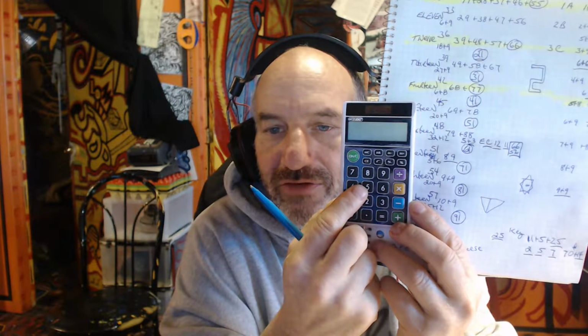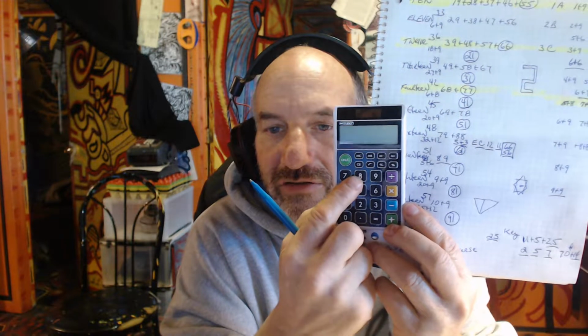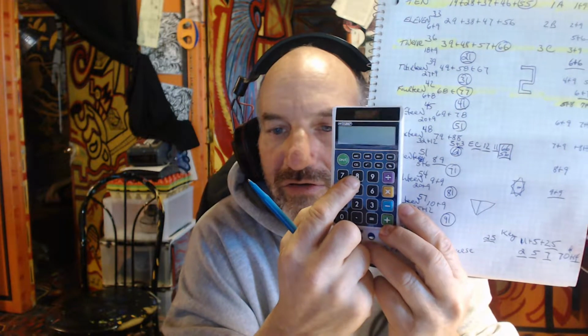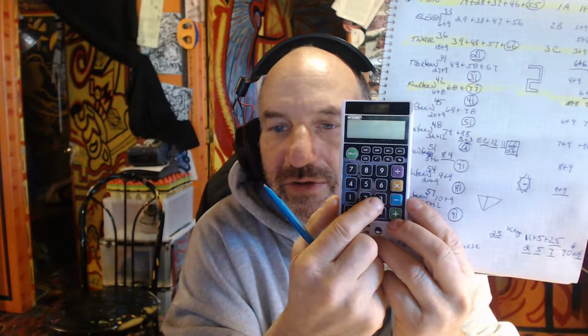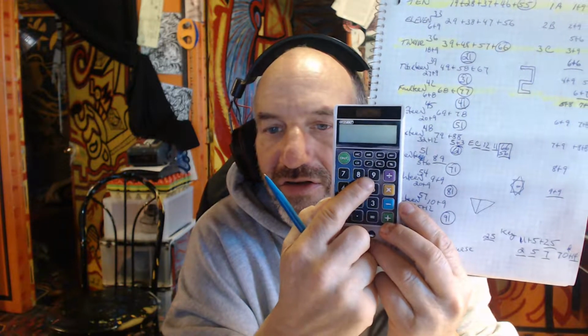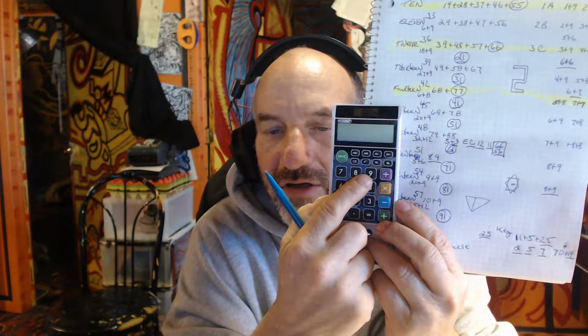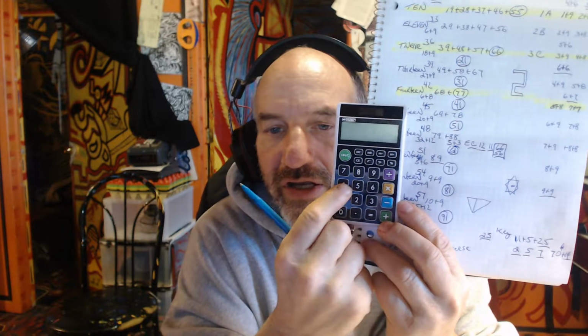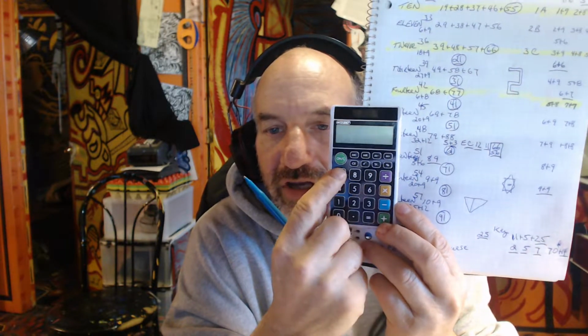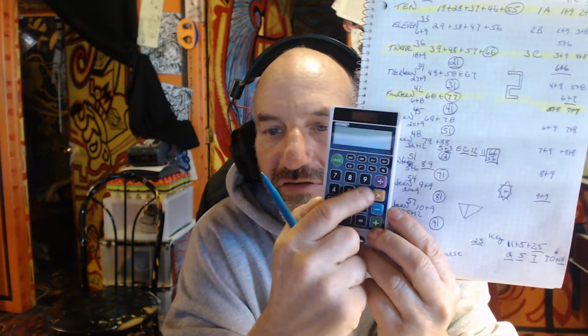3 times 5 is 15. 1 and 5 is 6. 3 times 8, 24. 2 and 4 is 6. 3 times 3 is 9. 3 by 6 is 18. 3 by 9 is 27. 2 and 7 equals 9. 369, 333, 666, 999.